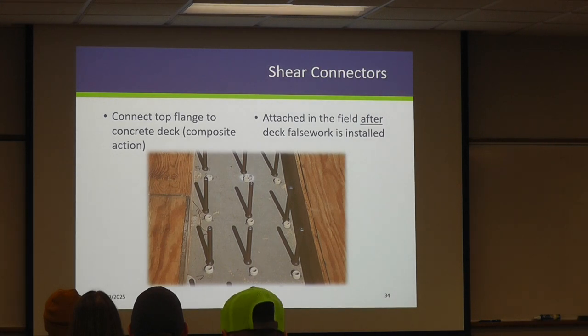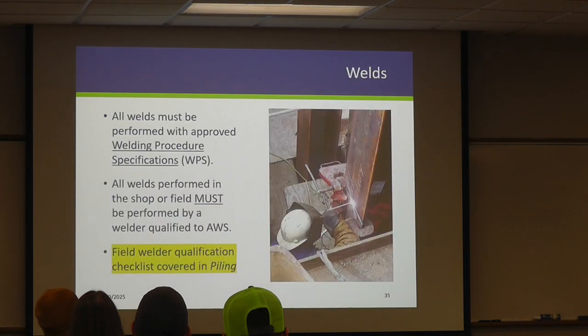Another element is shear connectors. If you think of a pre-stressed beam with the hoop bars coming out of the top, with steel beams we use shear connectors to accomplish the same thing, joining the deck to the beam. But because of OSHA, these have to be field installed. These are just studs that get welded to the top once you have all of your decking falsework in place.